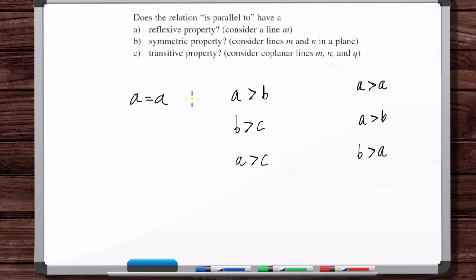Yes, that's reflexive. Okay, if A is equal to B, then is B equal to A? Yes, that's symmetric. Okay, if A is equal to B and B is equal to C, then is A equal to C? Yes, it's transitive. So since it satisfies all three, it's called an equivalence property. That's the idea of these properties.